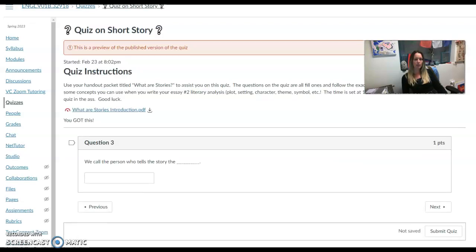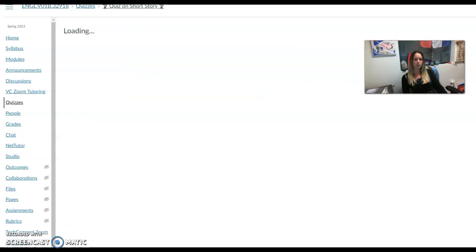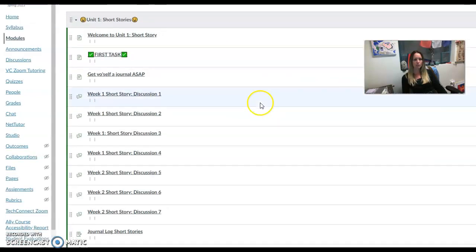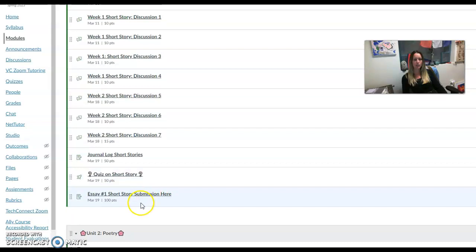The last thing that you'll see for each unit, I'm just backing up here. The last thing you'll see is the essay. So again, you're only responsible for 2 out of the 4. Think about what you want to do, because once the essay closes, it won't open back up, so you can't retroactively go back and do an essay.